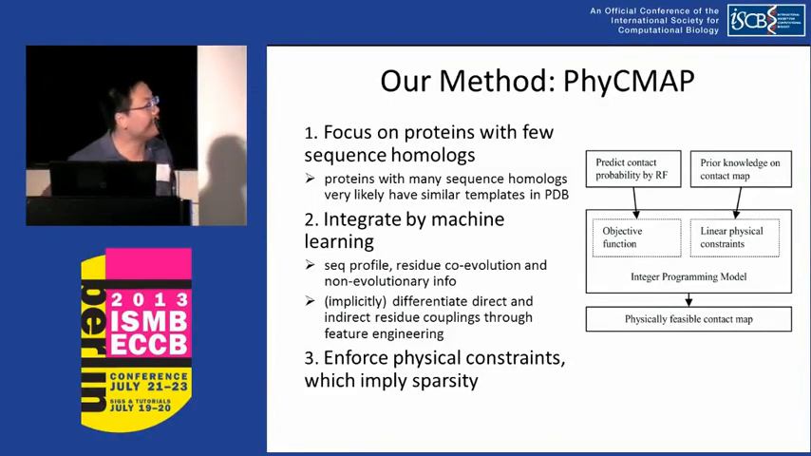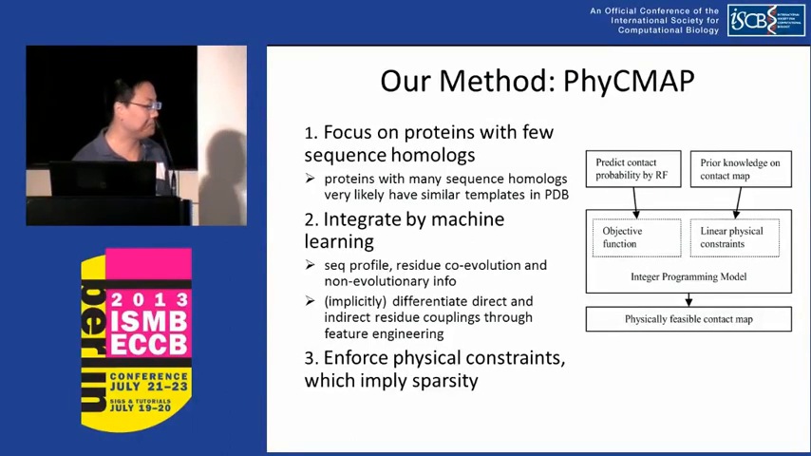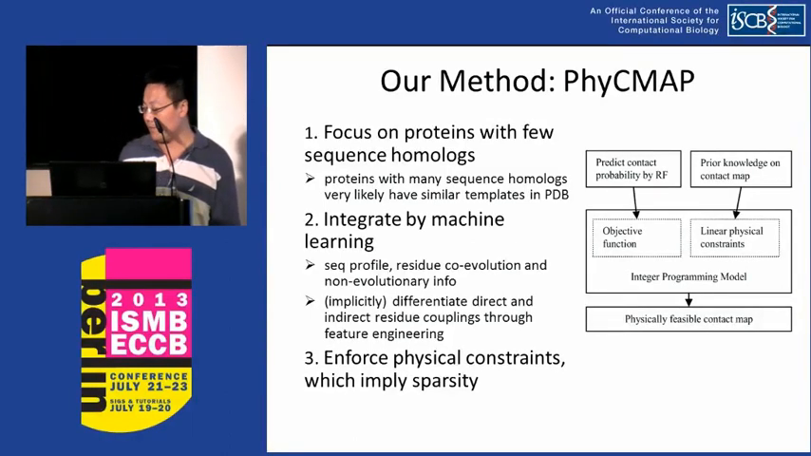The right figure shows you the overall flow chart of our method. First, we use a machine learning method called random forest to predict the probability of any two residues forming a contact. Then we combine this prediction with some prior knowledge, like physical feasibility knowledge about the contact, and do a linear program optimization, and then generate a physically feasible contact map. This is the overall picture of our method.